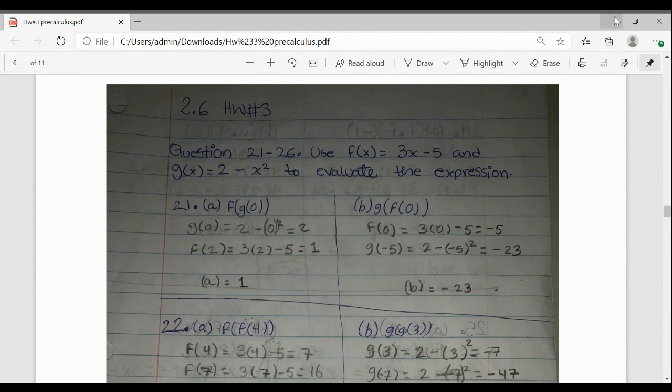Okay, great. So we just substitute, right? Yes. So A equals 1 does not make sense, right? Let's write f of g of 0. f of g of 0 equals 1, right? Yes. Okay, B, let's write g of f of 0 equals negative 23. So basically this is the composition of functions. Okay, great, Anna, thank you.